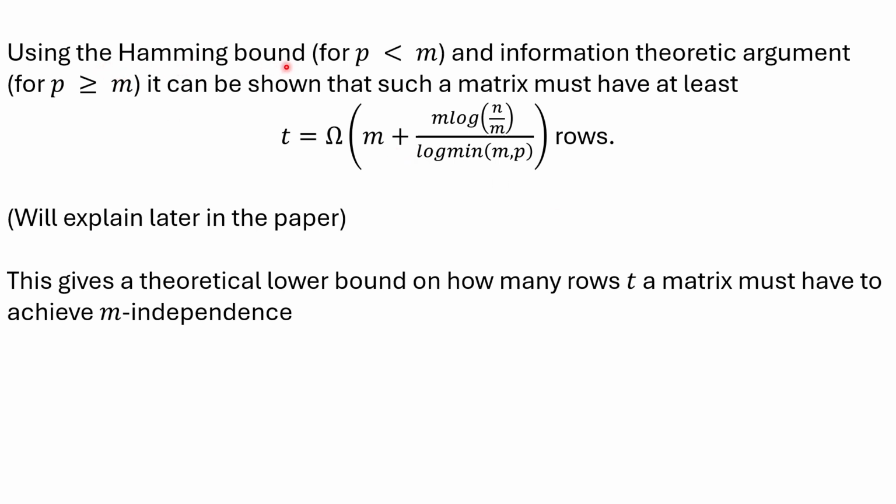Using the Hamming bound, which we're going to explain when we get to this step, and an information theoretic argument, it can be shown that such a matrix must have at least t rows, and t is defined here. This is also shown in the paper. We're going to show the lower bound and the upper bound. This gives a theoretical lower bound on how many rows t a matrix must have to achieve m-independence.